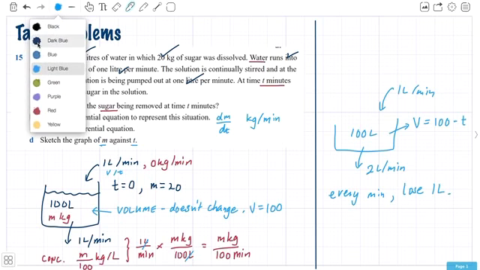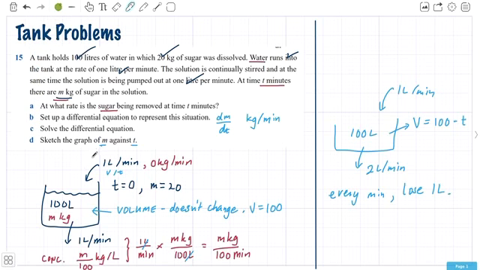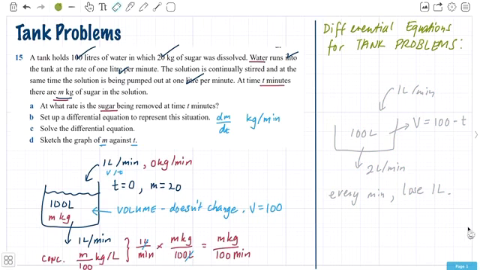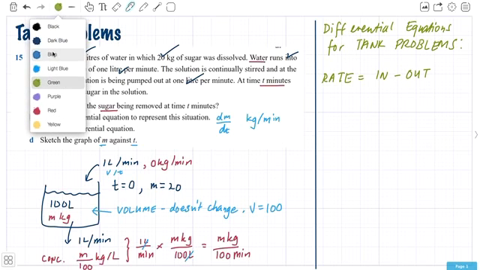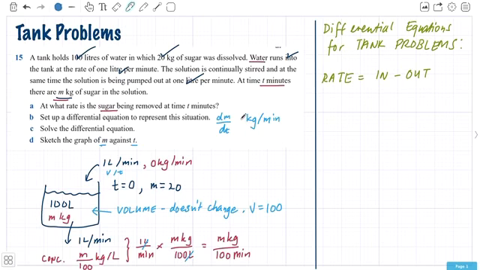So what I'm going to do now is highlight two important things. That with a differential equation, differential equations for tank problems have a particular setup to them. They're always written as your rate that you're interested in equals your in rate minus your out rate. So for the question that we're interested in here, we're going to be looking at dm dt.